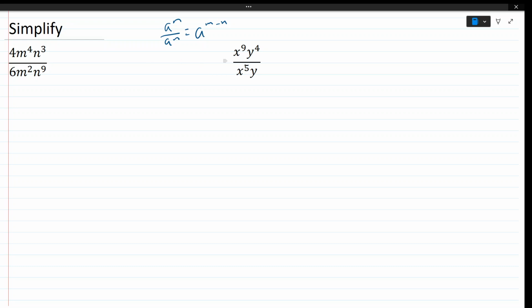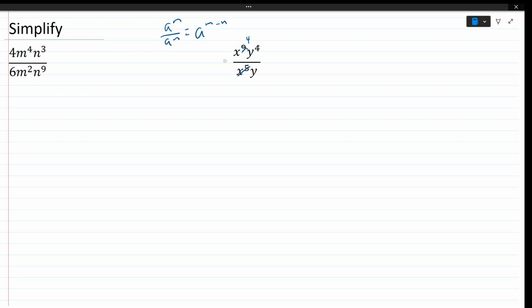So let's actually look at the second example first. If we had x to the ninth times y to the fourth over x to the fifth y, we look at this one and look at the x's. Well, we have 9 x's on top, 5 on the bottom, so 5 of the x's cancel, and we'd still have 4 left on top.